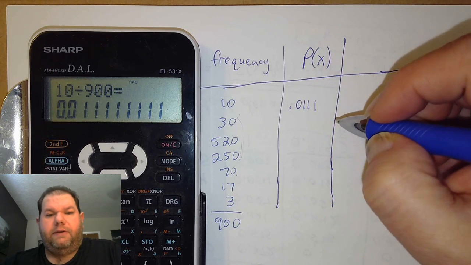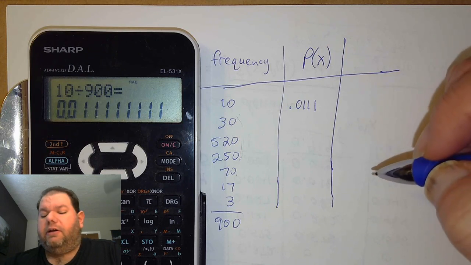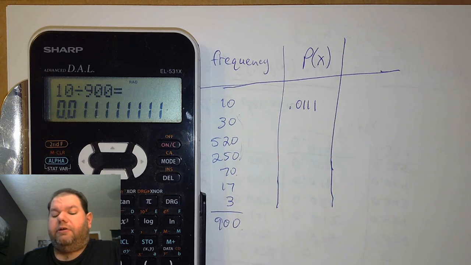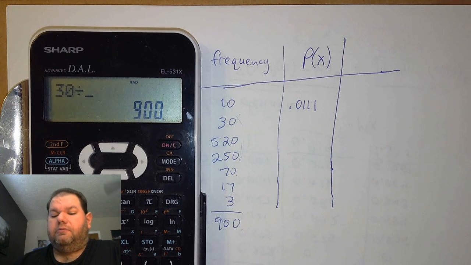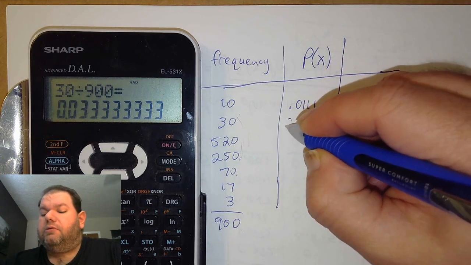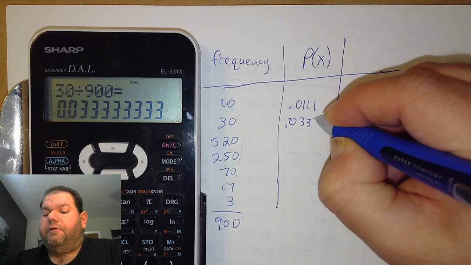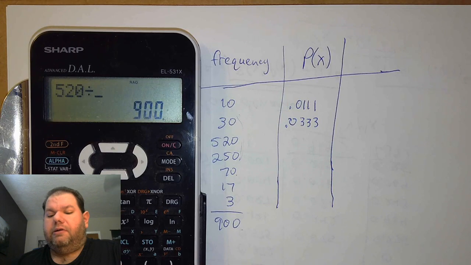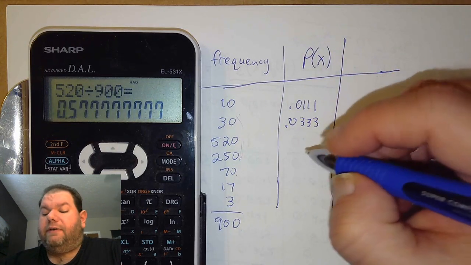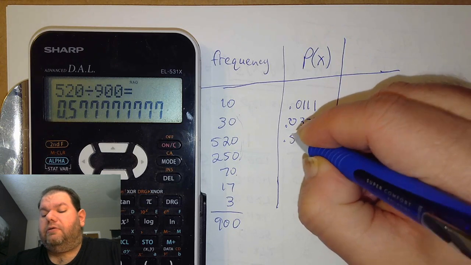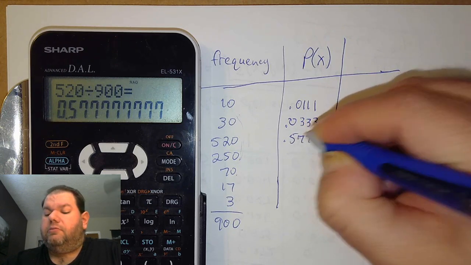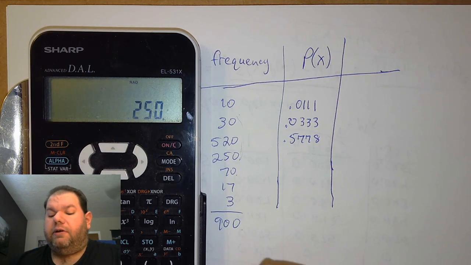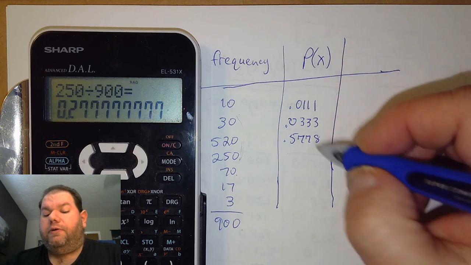I would go to 4 decimal places here just to have a reasonable amount of accuracy for finding these. Okay, next we have 30 out of 900. 0.0333. And we have 520 out of 900, 0.5778 if we round. 250 divided by 900, 0.2778.